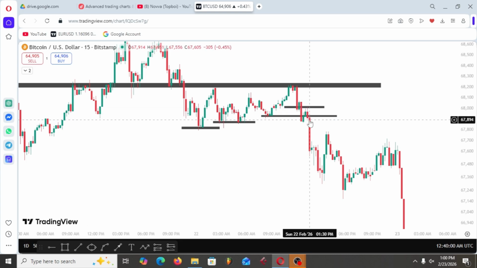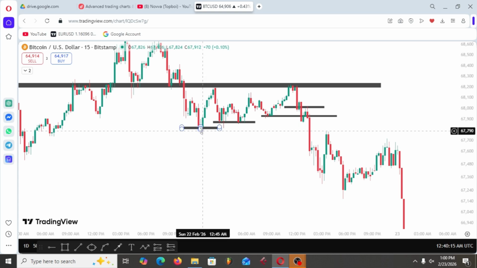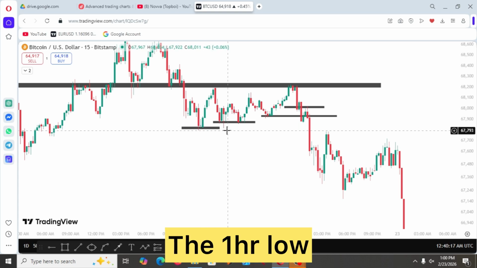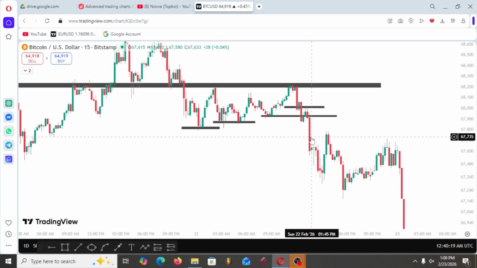I would have just entered here, but I like being sure. I said, okay, let it break this 15 minutes low, the first low here, and let me know what will happen. Let me know if it's going to break this one. It came again and broke this one. I said, okay, let me be sure. Again, I waited for it to break this one, the last low it gave us. Once it broke this one, I entered here.